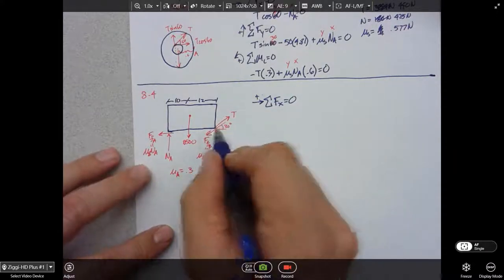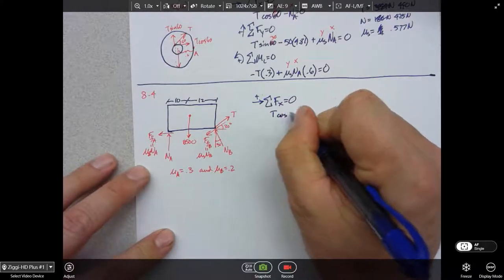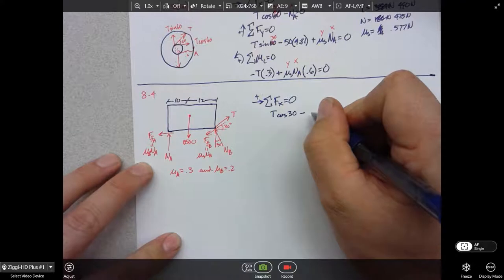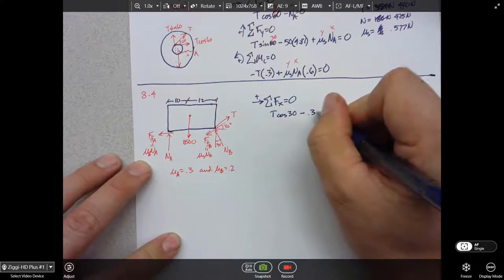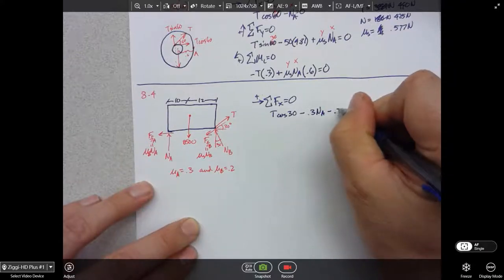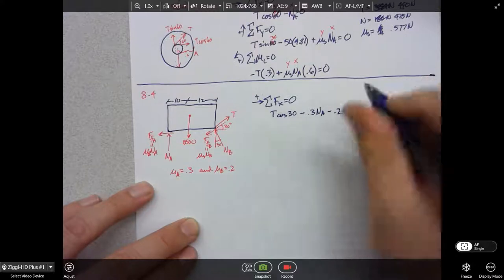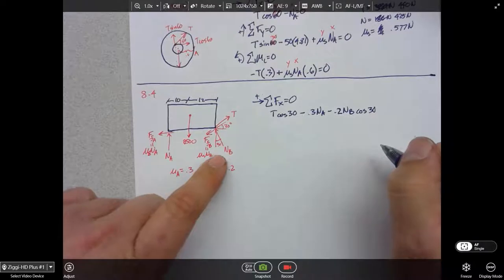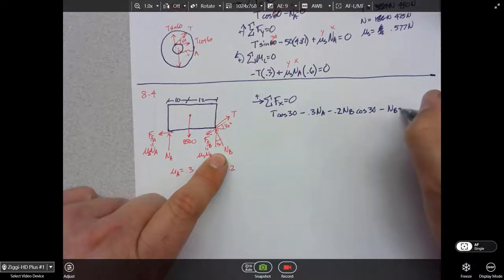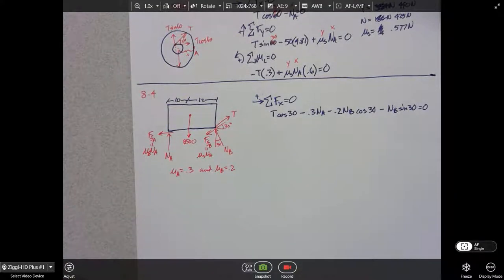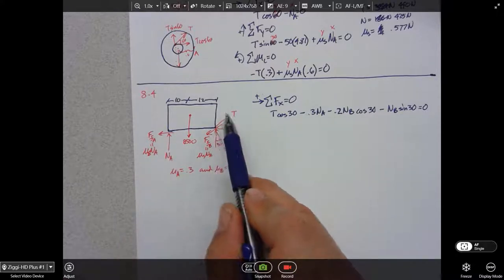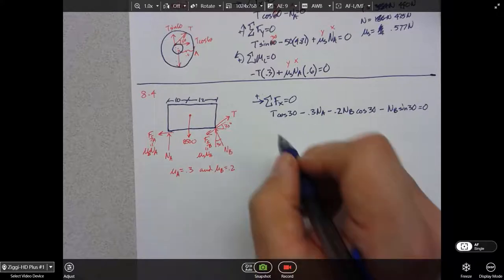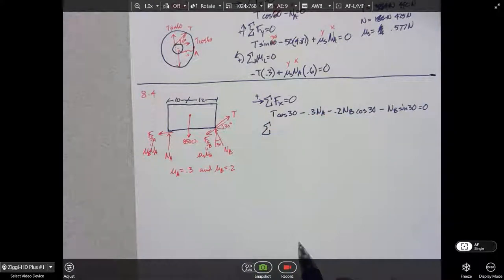So in the x direction then, it looks like I'll have T cosine 30 minus mu static for A, which was 0.3, so 0.3 NA, minus 0.2 NB. That's mu static at B, but it's only going to be the horizontal part of that, so it's cosine 30, minus NB sine 30 equals 0. Right, so the force of friction at A, the force of friction at B, T, and NB all have components in the x direction. So we need to account for all of them. Okay. Looks like I have quite a few unknowns there, so I can't solve yet, right?